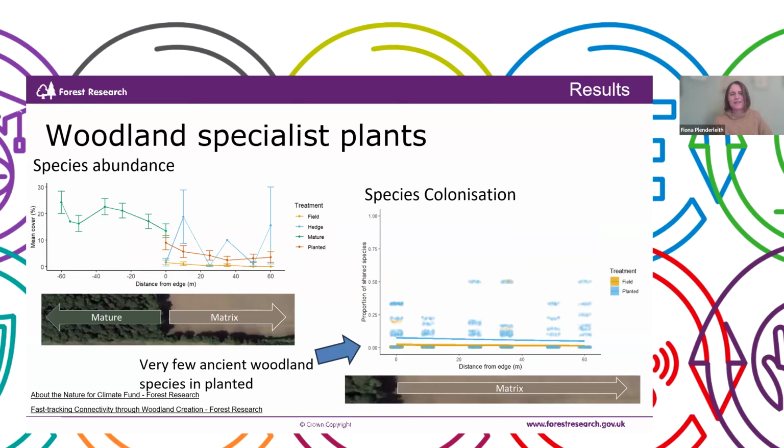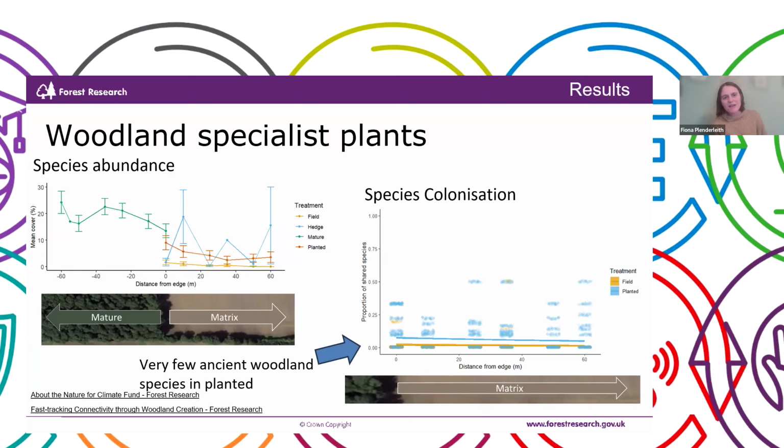So this first slide is talking about the woodland specialist plants. Woodland specialist plants are often seen as very slow movers. A lot of our woodland specialist plants are dispersed by gravity, so they can't move very far. So we wanted to really unpick whether these woodland specialist plants are being helped to move between the woodlands and colonizing our planted woodlands.